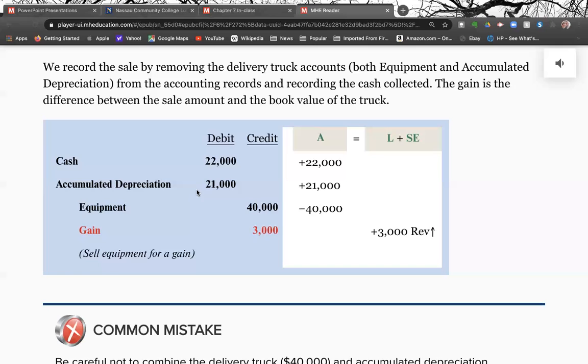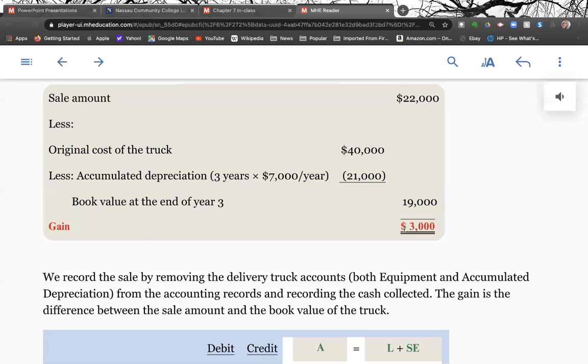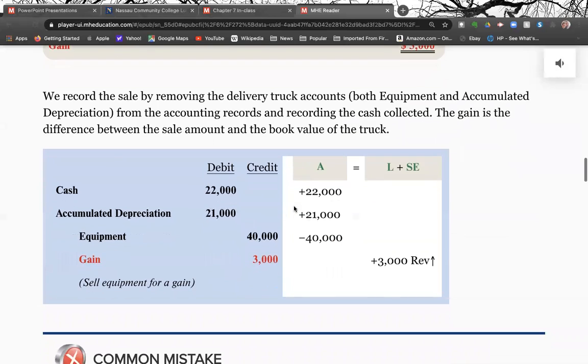So what are you left with? You've got debits of 22 and 21, which is 43, and you've got a credit of 40. Debits of 43, credits of 40, you need $3,000 for the entry to balance. Remember, debits have to equal the credits every time you make an entry. What is that $3,000 going to be? Gain, right? So even if you don't want to calculate the gain like we did here, you really don't have to if you got these other numbers right.